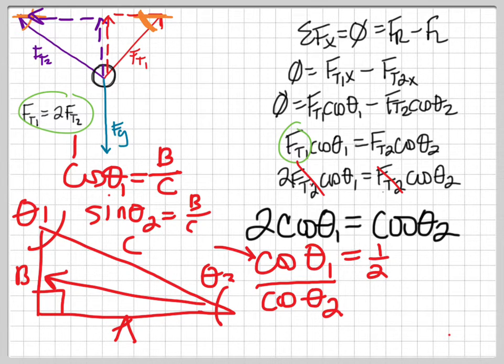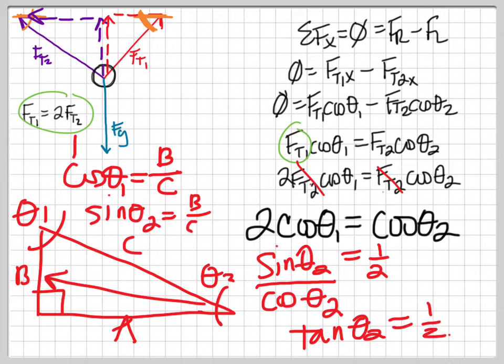Oh, holy crap. I actually kind of can't believe I did that. Okay, sine over cosine. So this is now sine theta 2 over cosine theta 2, so this is tangent theta 2 equals 1/2. We can solve that. So inverse tangent 0.5. And it is not 60, but it's real close.